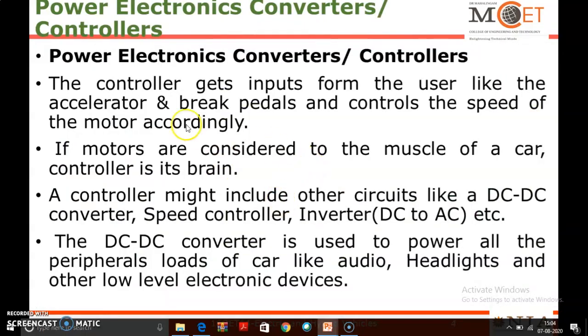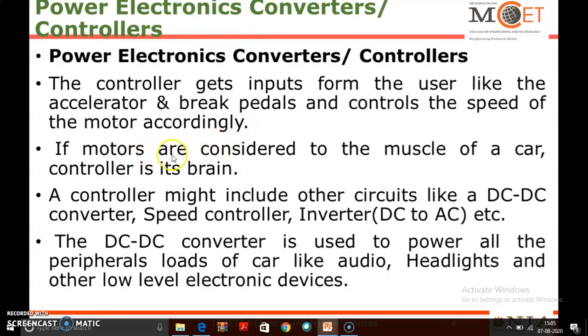In the power electronic converter system, the power electronic controller or converter receives an input from the accelerator pedal and the brake pedal. After receiving this input, it converts it into a conditioned and controlled electrical signal. This is fed into the electric motor in order to regulate the speed and the torque of the electric motor, which is applied to the mechanical drive system of the electric vehicle.